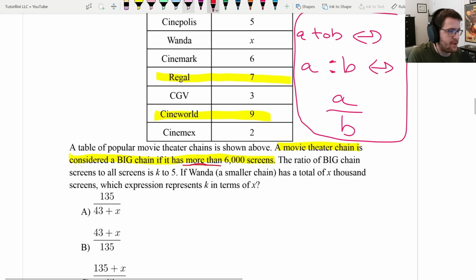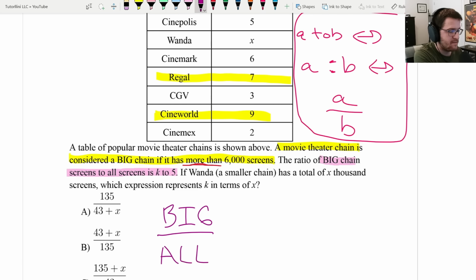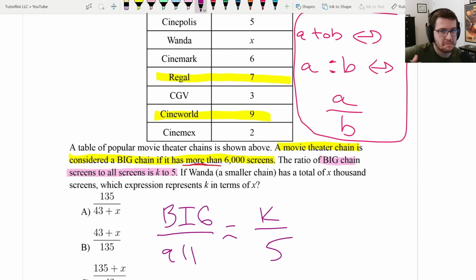Okay, so now this is really important. Do you see it says the ratio of big chain screens to all screens is K to 5? So big to all. So I'm going to do big over all. And see how I write it in words to the left so that I'm way less likely to make a mistake? So let's do that. And then the same order, K to 5, K over 5. So many people would mix and match those. And now we're going to do another fraction, and that also has to be, the whole way through, big over all.